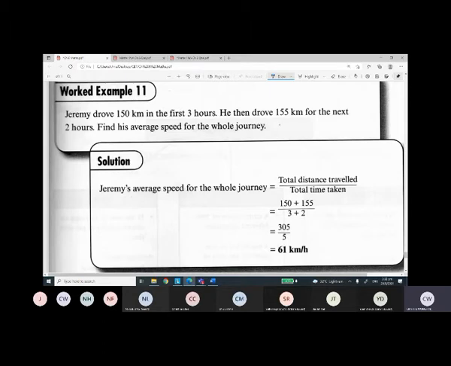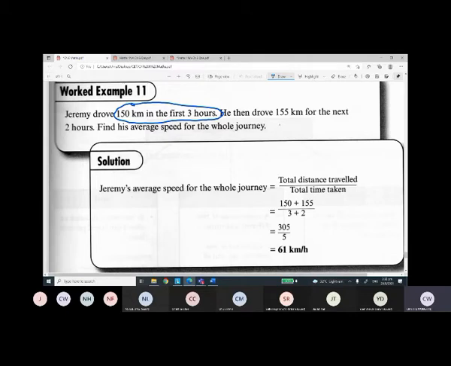The total distance traveled is... find the average speed for the whole journey. So what you can do is you can actually do this. Find the speed for this one first. Find the average speed of the whole journey.